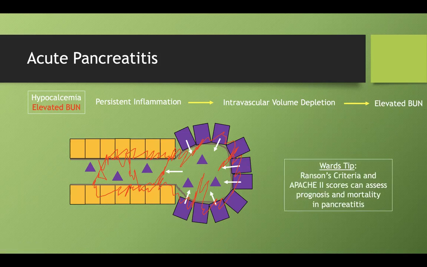This is less important for Step 1 or Level 1, but I do want to mention that there are different criteria that you can use to assess the prognosis of somebody with pancreatitis: Ranson's criteria or the APACHE II score. I'm not going to go into each of these scoring systems, but it's worth it to at least look them up if you have a patient with pancreatitis, just to stage them.